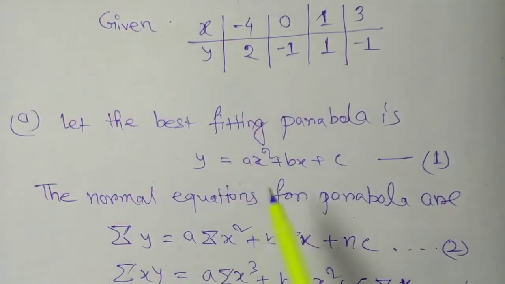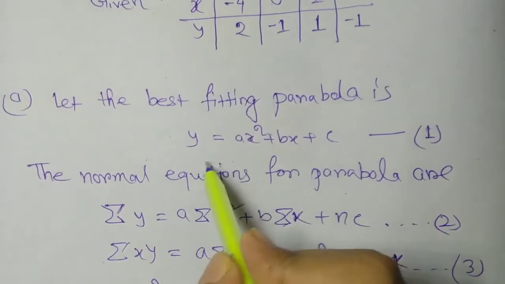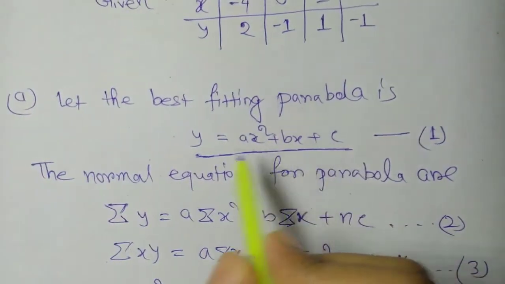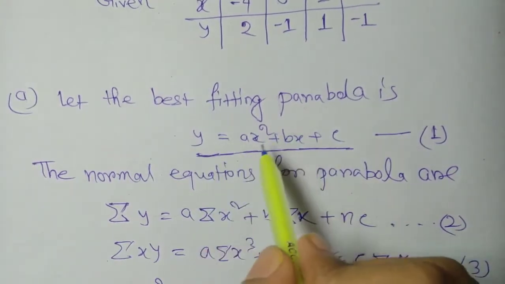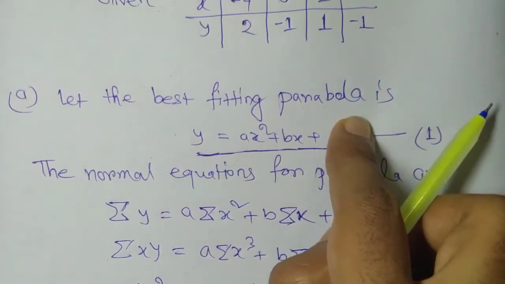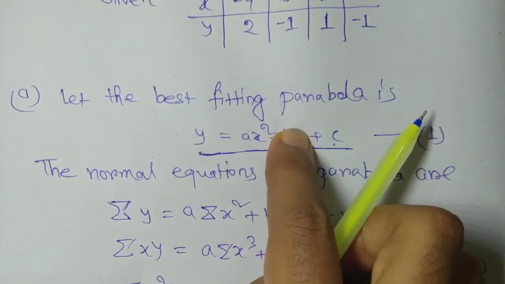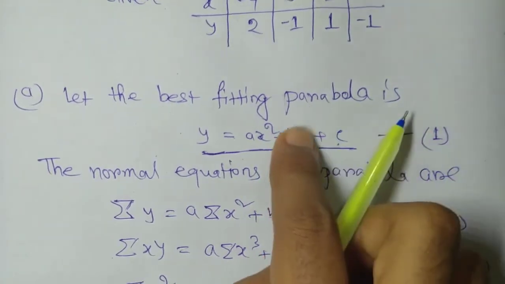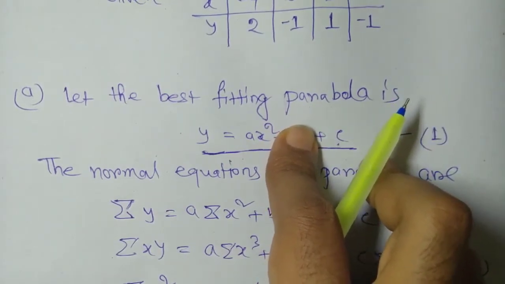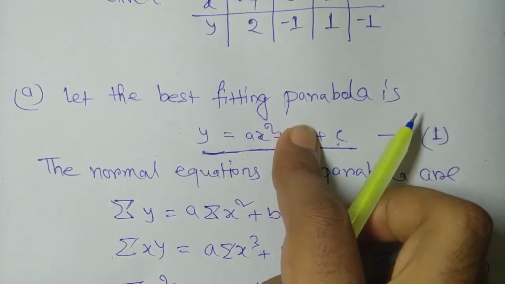There are videos about curve fitting where the parabola is of the form y equals ax square plus bx plus c. But if I omit this bx term, what case will arise? If we consider the parabola as y equals ax square plus c, then how will we find the best fitting parabola for the given data?